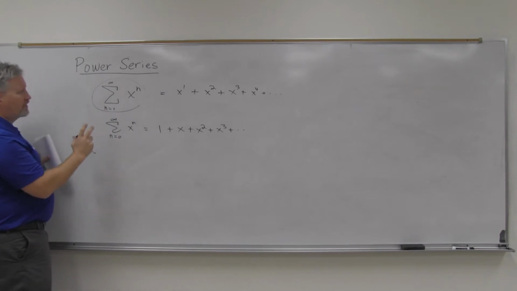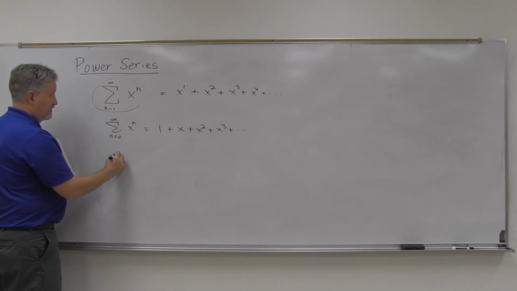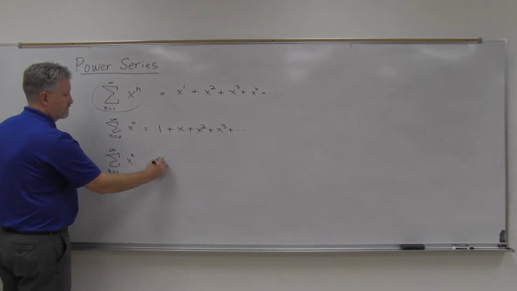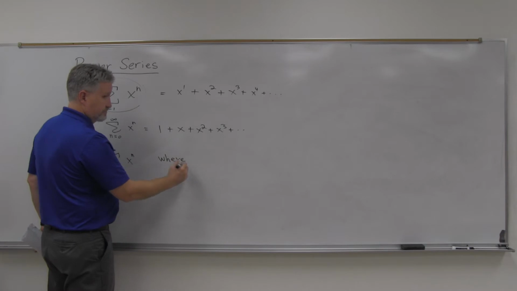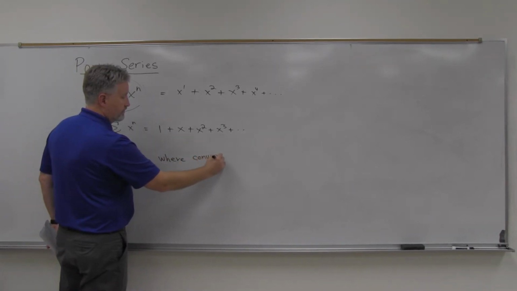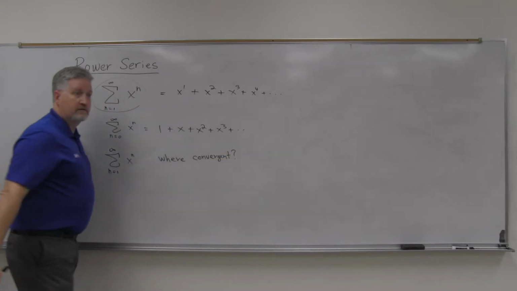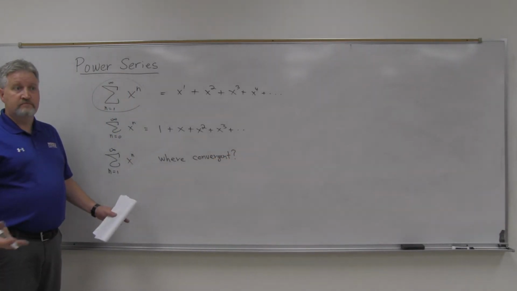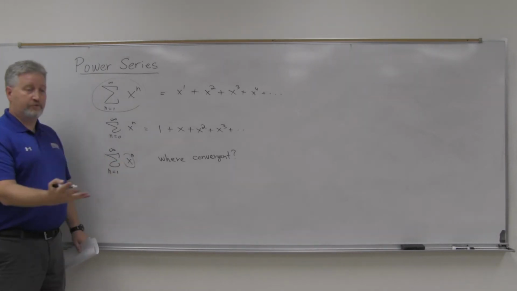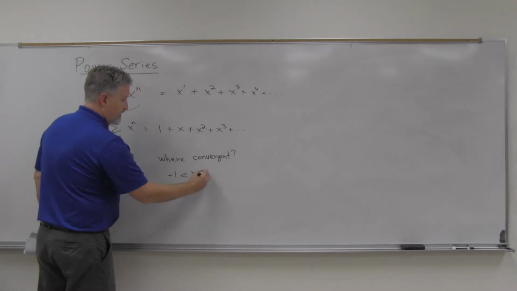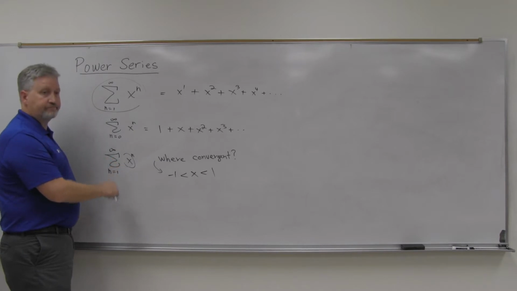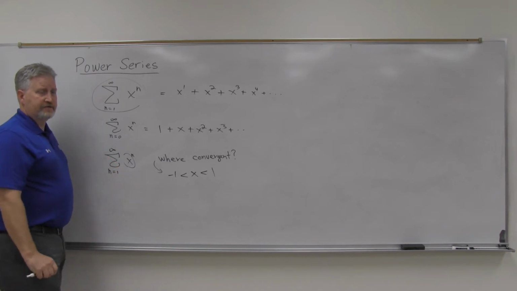Now, what could we say then? Where does this converge? Well, it would converge based on what I just said. Where would you say it converges? Talk about geometric. -1 to 1, right? If x is somewhere between -1 and +1, that's where this is converging for this one, because that's where the geometric series is converging.